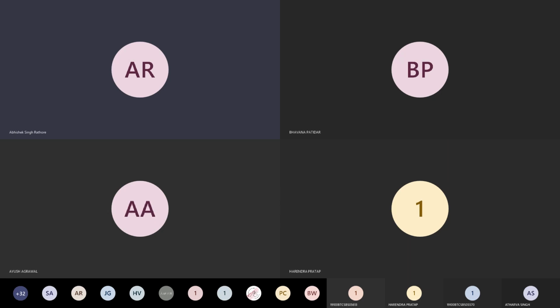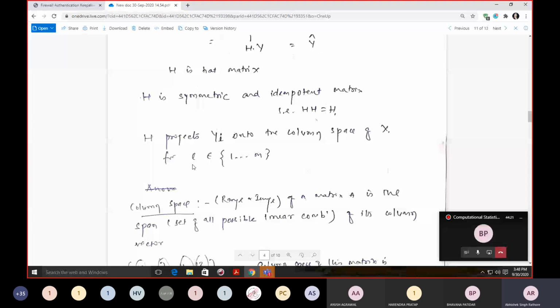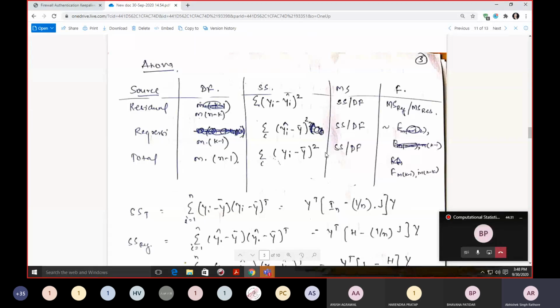So again I am sharing my screen. So what does this do? H projects your y into the column space. Fine. Again we are going from this ANOVA table. You always get stuck on the ANOVA table. So what is this ANOVA table? In this ANOVA table we have entries like sources, degrees of freedom, sum of squares, mean squares, and then the F statistic.